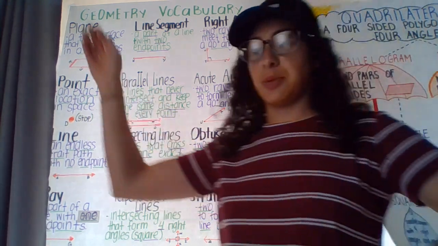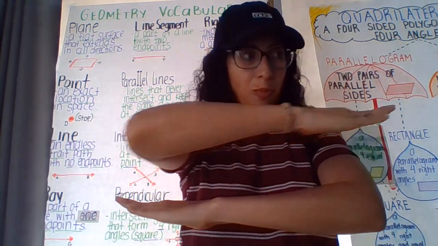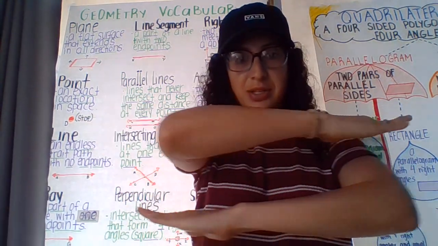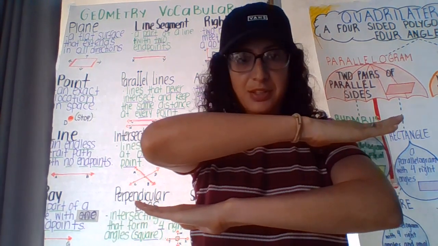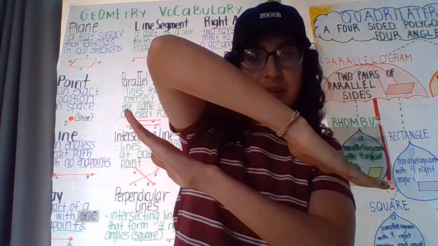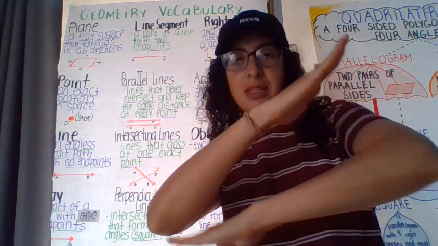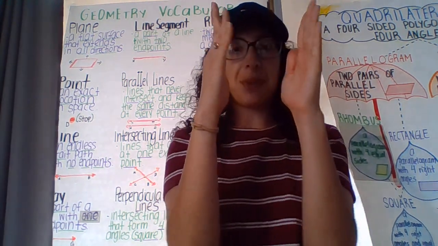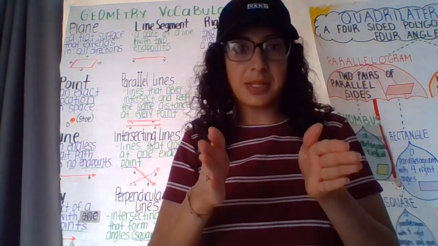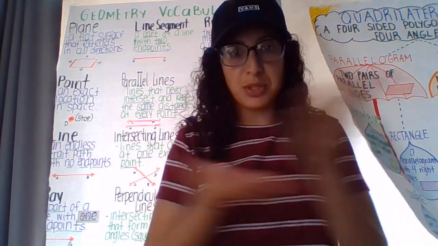Parallel lines. Remember, parallel lines run in the same direction, but they're never going to touch. So they could run like this, like this, like this, like this, but they're always going to stay the same distance apart, and they're never going to touch each other.